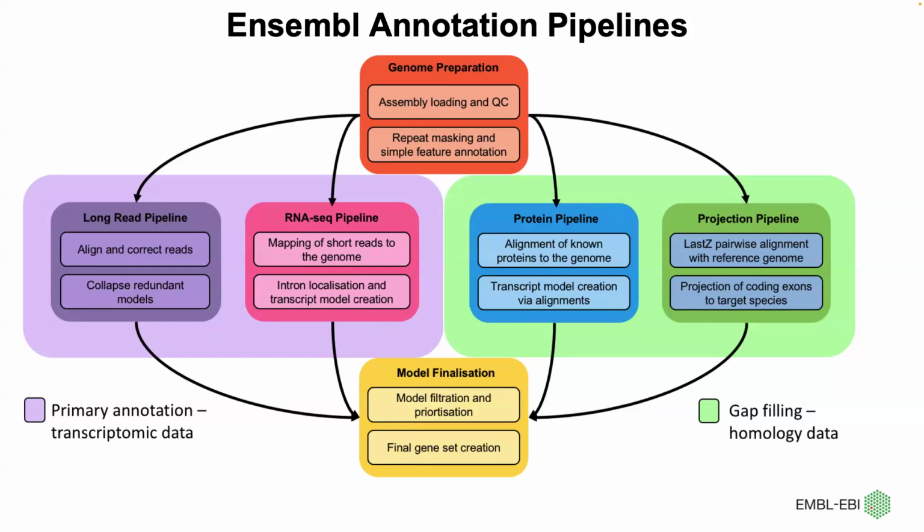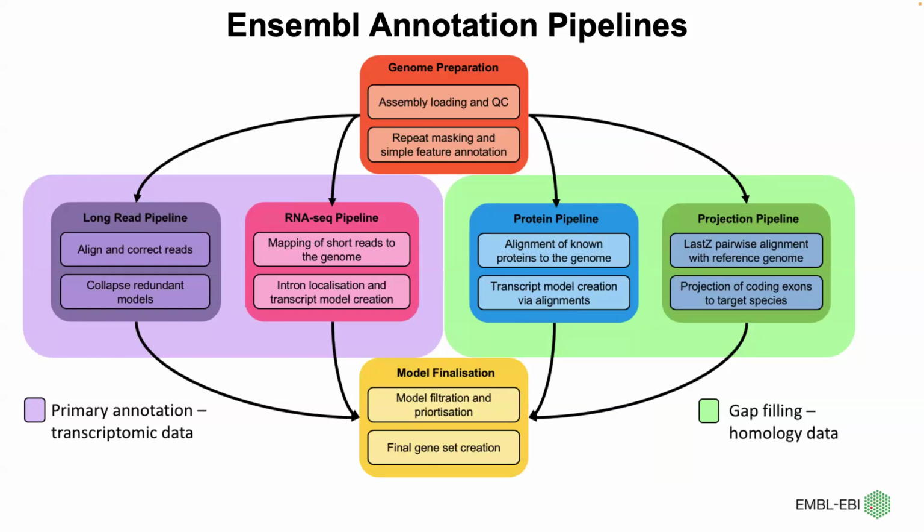So after the initial processing, the actual gene finding is done through three main approaches. First, the primary annotation effort lies in using the transcriptomic data, both long read and short read data. We align the publicly available data to the genome, but as I mentioned, this approach doesn't give us the full coverage and may end up with fragmented models or may just miss unexpressed genes. So we fill these gaps using different approaches like protein to genome alignment and projection from a reference genome.